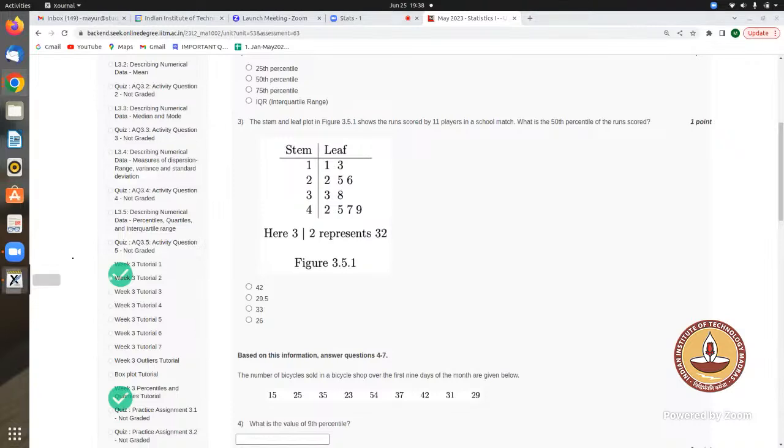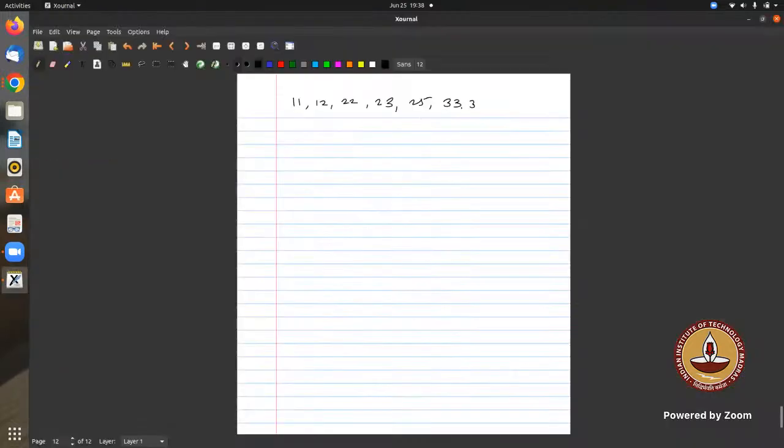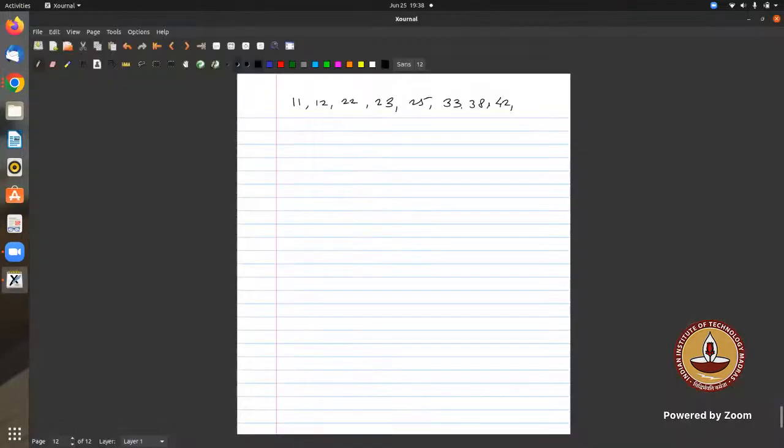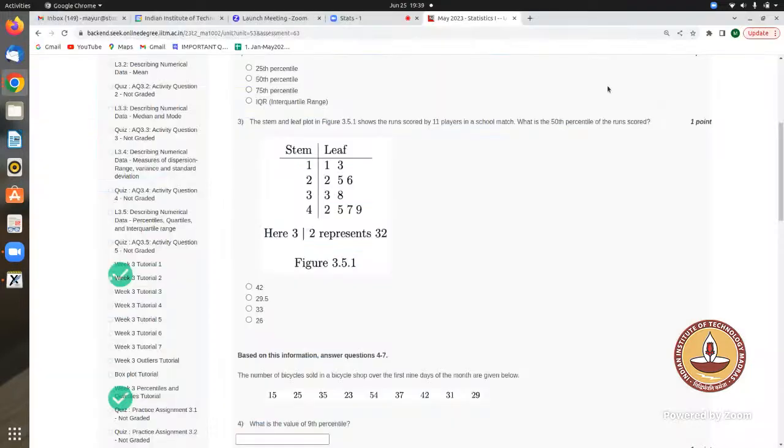33, 38, 42, 45, 47 and 49, right? So how many observations are these? N equals how many? 11, runs scored by 11 players. So N is 11.